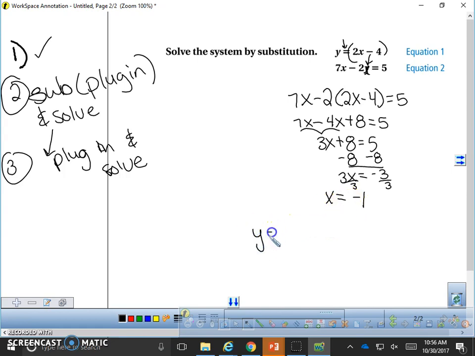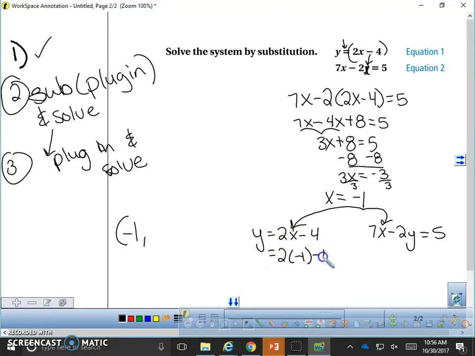So we're going to plug in for y equals 2x minus 4, and we're going to plug in for 7x minus 2y equals 5. We're going to check our work now. We got x equals negative 1. Now let's find out what y is. So 2 times negative 1 minus 4. Negative 2 minus 4. Negative 6. Let's see if we did our work right. If we did our work right, we'll get the same answer here.